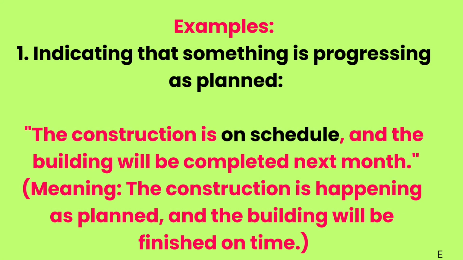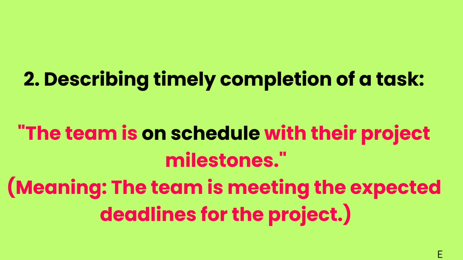The construction is on schedule and the building will be completed next month. Meaning, the construction is happening as planned and the building will be finished on time. 2. Describing timely completion of a task. The team is on schedule with their project milestones. Meaning, the team is meeting the expected deadlines for the project.